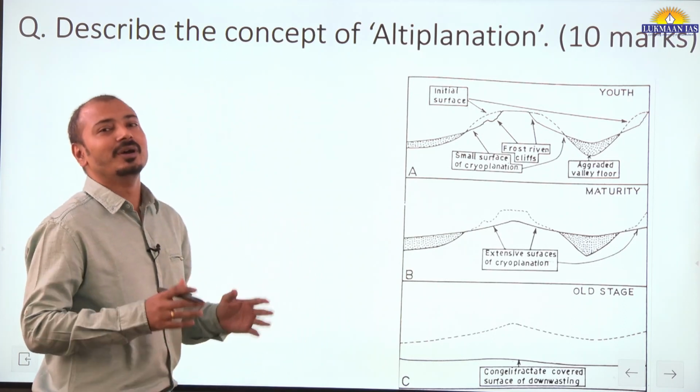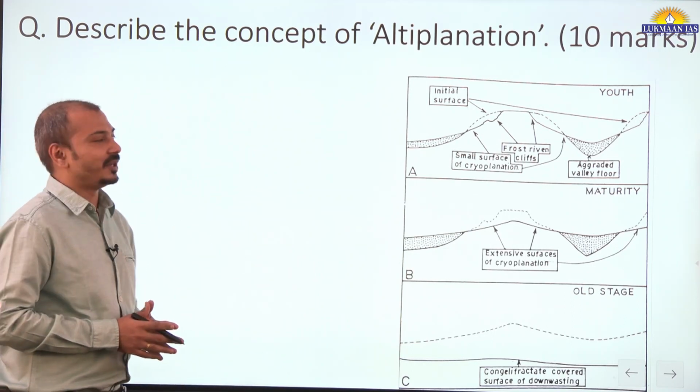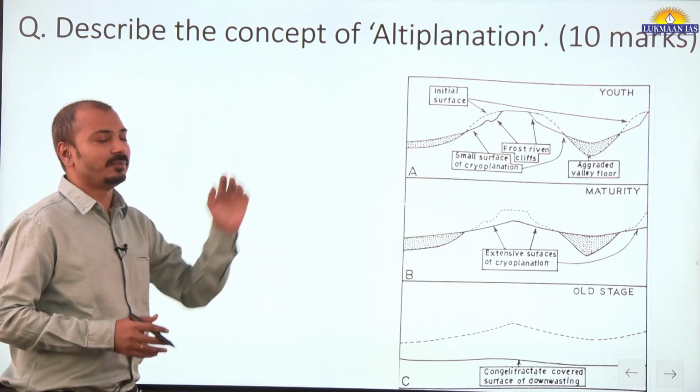Today's question is from the UPSC Geography Optional Paper 1, 2021 examination. The question is for 10 marks: describe the concept of altiplanation.